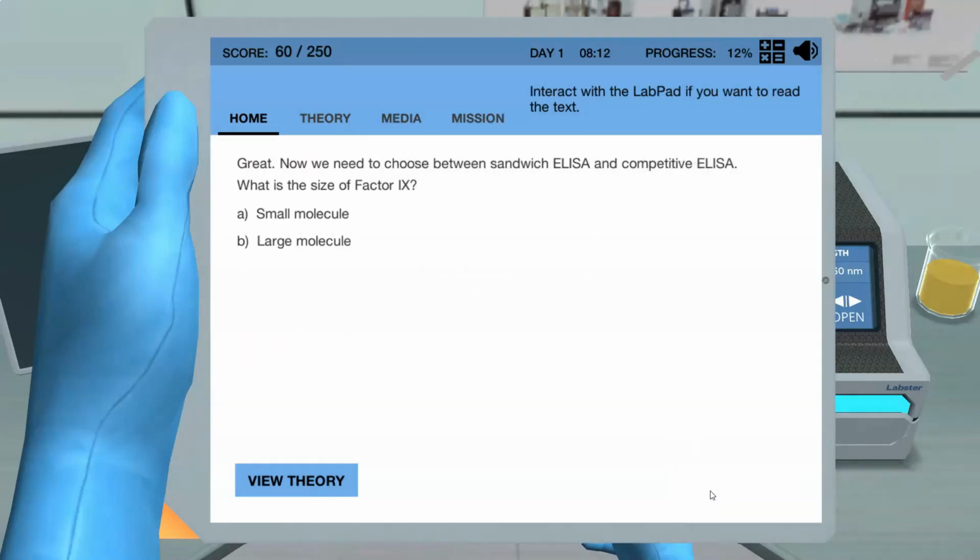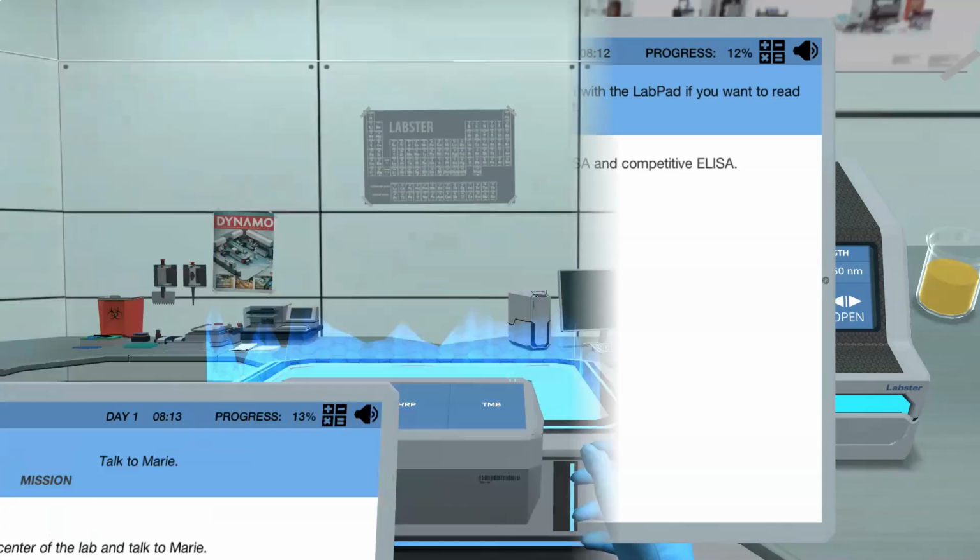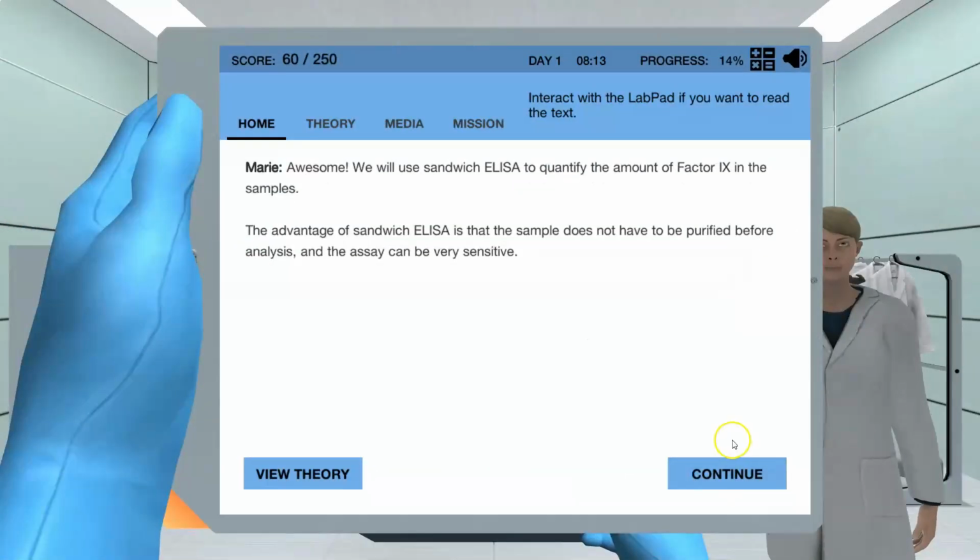Great. Now we need to choose between sandwich ELISA and competitive ELISA. What is the size of factor IX? Talk to Marie. Awesome. We will use sandwich ELISA to quantify the amount of factor IX in the samples. The advantage of sandwich ELISA is that the sample does not have to be purified before analysis, and the assay can be very sensitive.